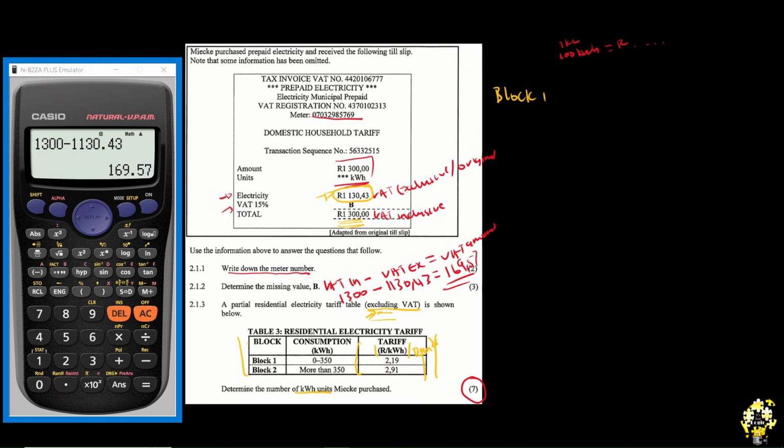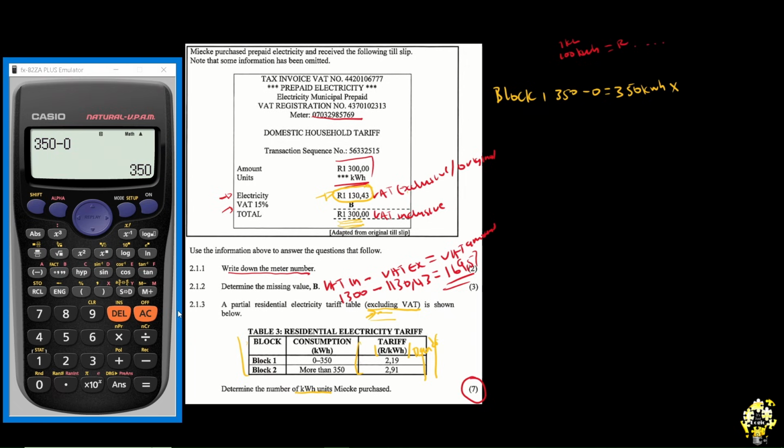In block 1, what are we going to do? The first thing that we are supposed to do is like what we did before, which is to say 350 minus 0 interval. So let's come to our calculator and say the interval is 350. When you subtract 0, what do you get? Obviously you get 350 kilowatts of electricity.